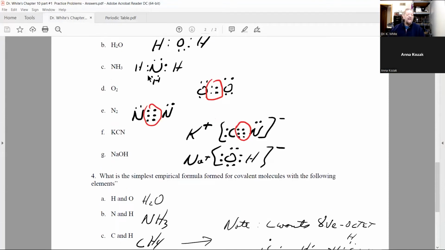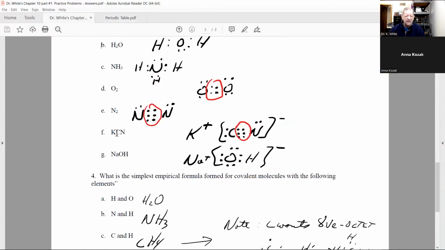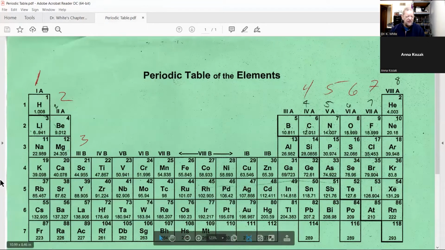Let's do KCN, potassium cyanide, and you should practice sodium hydroxide on your own. If we look at potassium and carbon and nitrogen, we'll see potassium is here. At first, you'll say, oh, it's got 1 valence electron, which is true. Carbon has 4, nitrogen has 5.